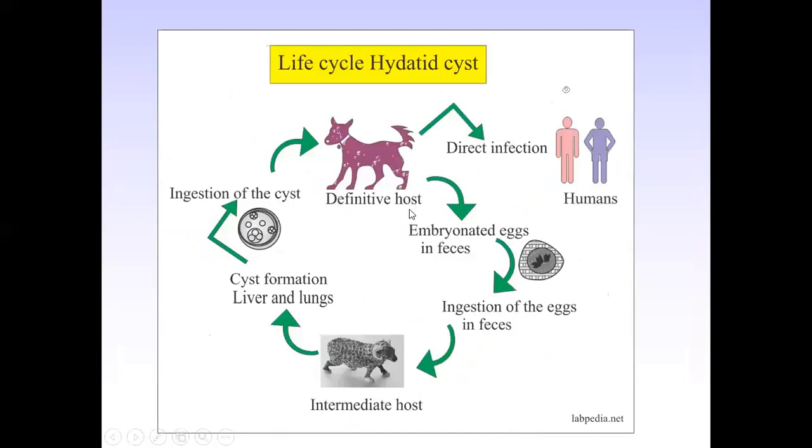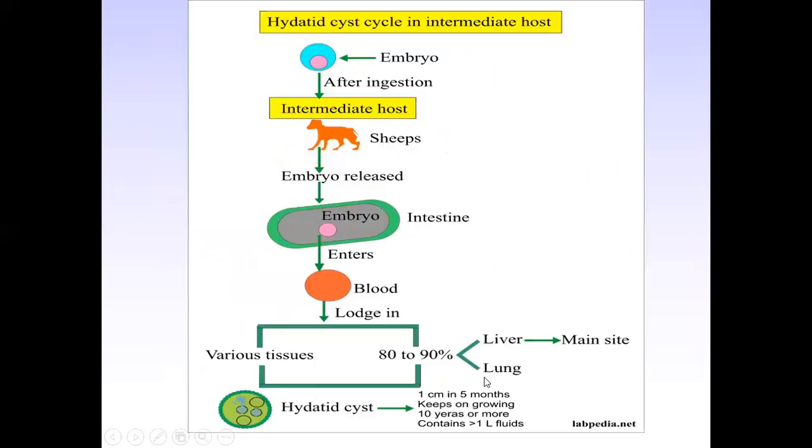When the embryo is released from the intestine, it can go into the blood, and from the blood it can pass into the various tissues. In 80 to 90% of the cases, it is going to settle down in the liver or the lung, but the liver is the main site of development of the hydatid cyst. And this hydatid cyst can grow for 10 years or more, and it can accumulate a lot of fluid, even at times more than 1 liter of fluid will be present in the cyst.